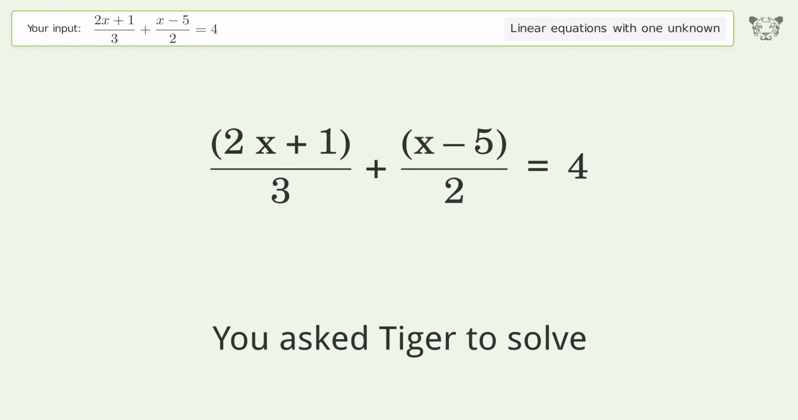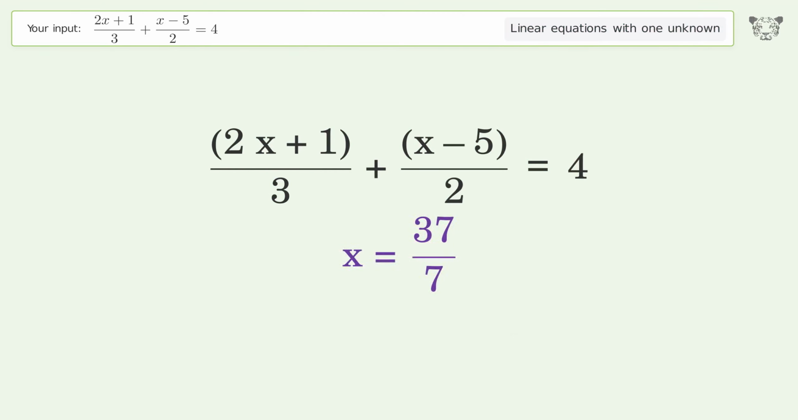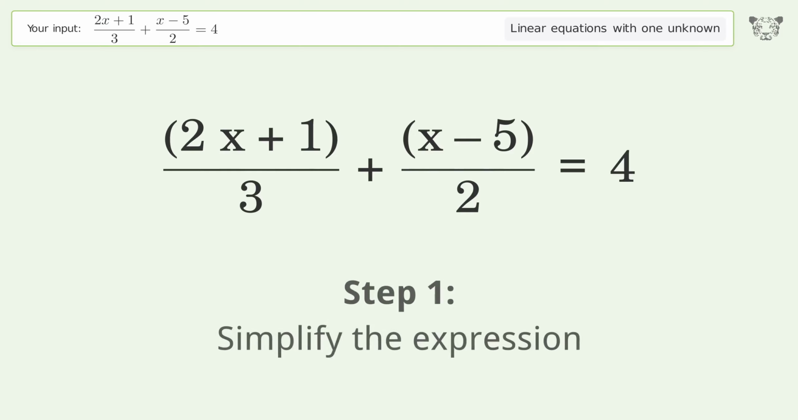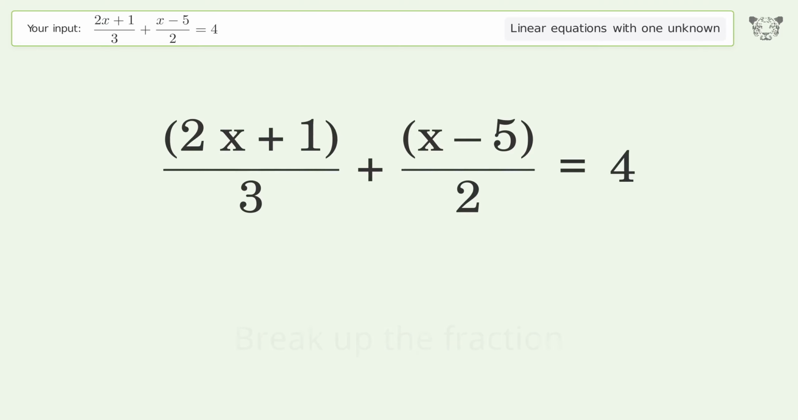You ask Tiger to solve this. It deals with linear equations with one unknown. The final result is x equals 37/7. Let's solve it step by step. Simplify the expression. Break up the fraction.